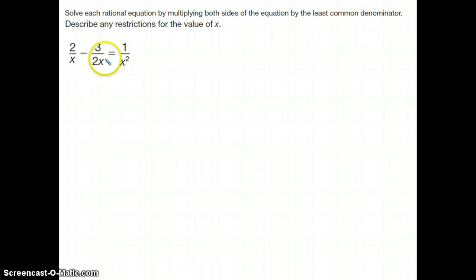So the first thing we need to do is list again our restrictions. So for this first fraction, x can't be 0. Likewise, x can't be 0 in our second fraction, and x can't be 0 in our third. So our only restriction is x can't be 0 when we're all done with this.